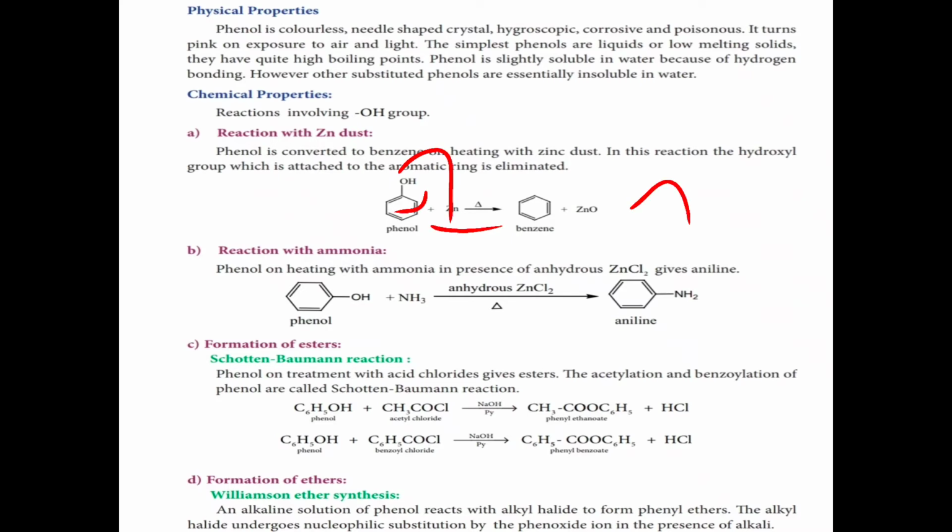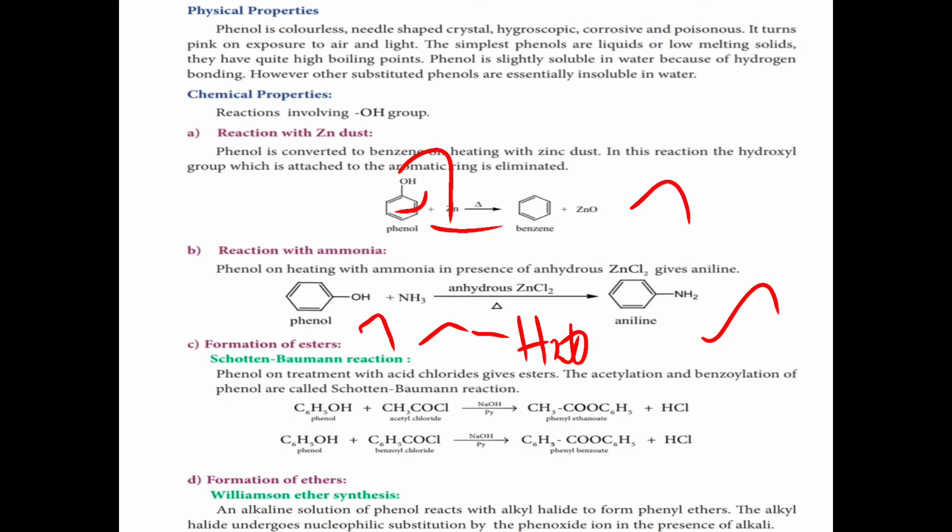The reaction with ammonia. Phenol on heating with ammonia in the presence of anhydrous zinc chloride gives aniline. See, phenol reacts with ammonia. Here the OH, water is eliminated, and aniline is formed. NH2 is attached to the benzene ring. The aniline formation is a very important reaction.